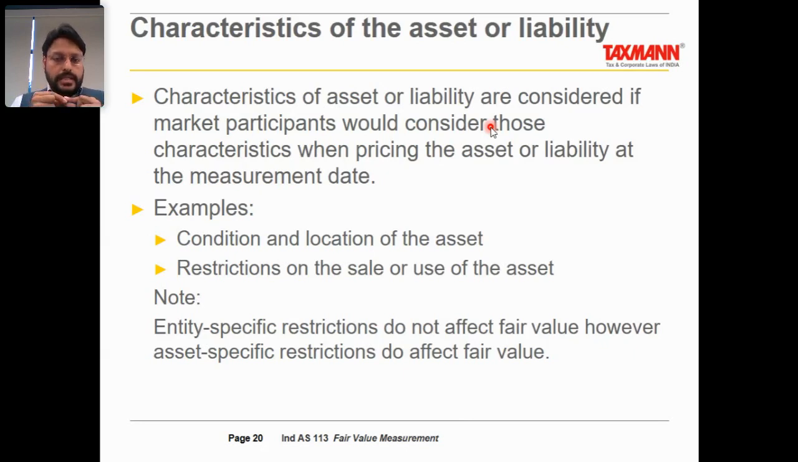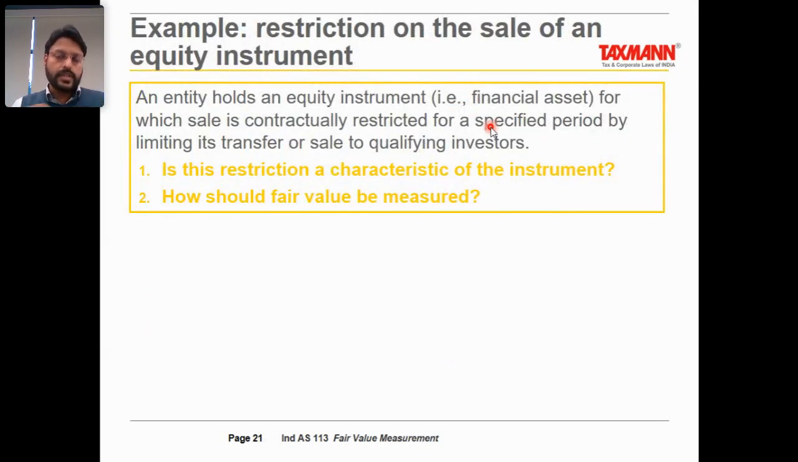Now, if any restriction is there on any asset or liability, then that would be considered while determining the fair value. But if there are any restrictions on the entity which holds that asset or liability, then those restrictions or entity-specific conditions will not be considered while measuring the fair value. So let's understand with an example. An entity holds an equity instrument, that is a financial asset, for which sale is contractually restricted for a specified period by limiting its transfer or sale to a qualifying investor.